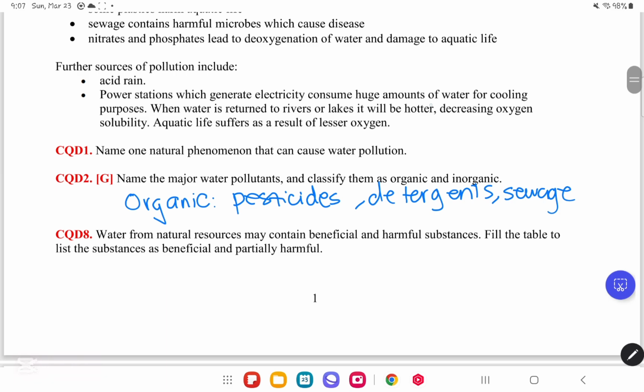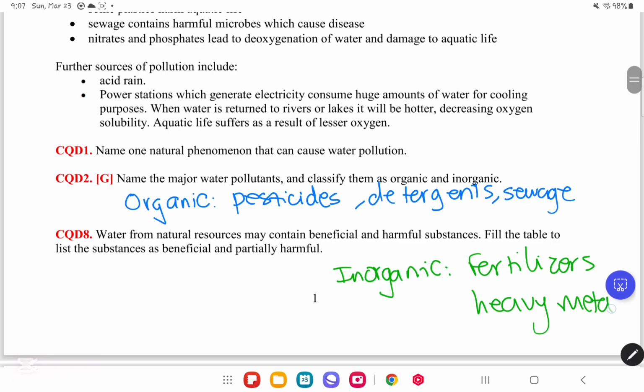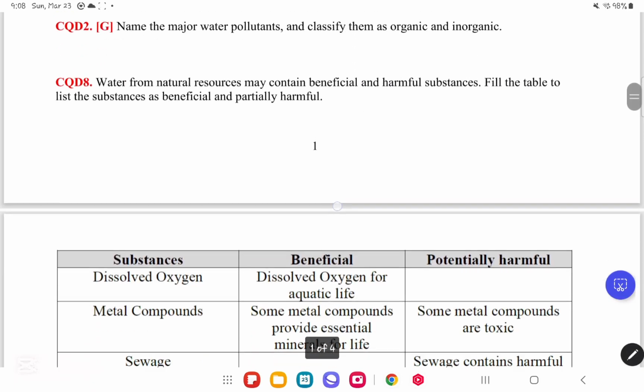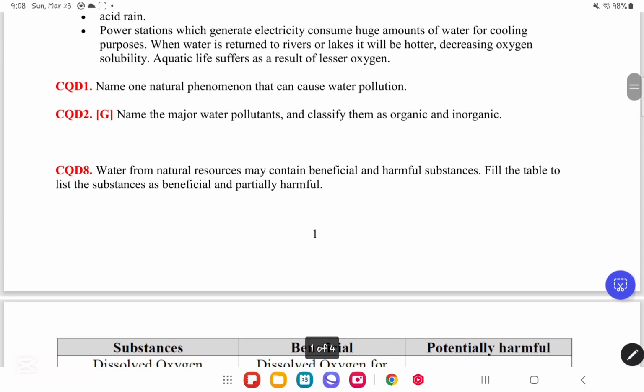Whereas for the inorganic, we have only two types. One of them is fertilizers, and the other is heavy metals. Okay, it could be heavy metals or heavy metal ions, same thing. So, organic major water pollutants: pesticides, detergents, sewage. Inorganic major water pollutants: fertilizers and heavy metals. So now we move on to CQD number 8.